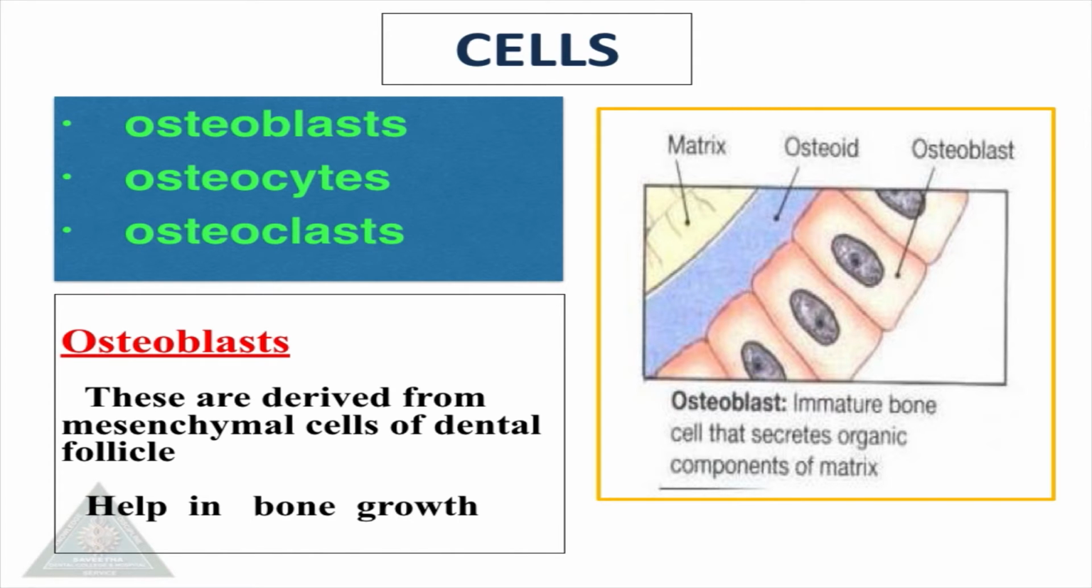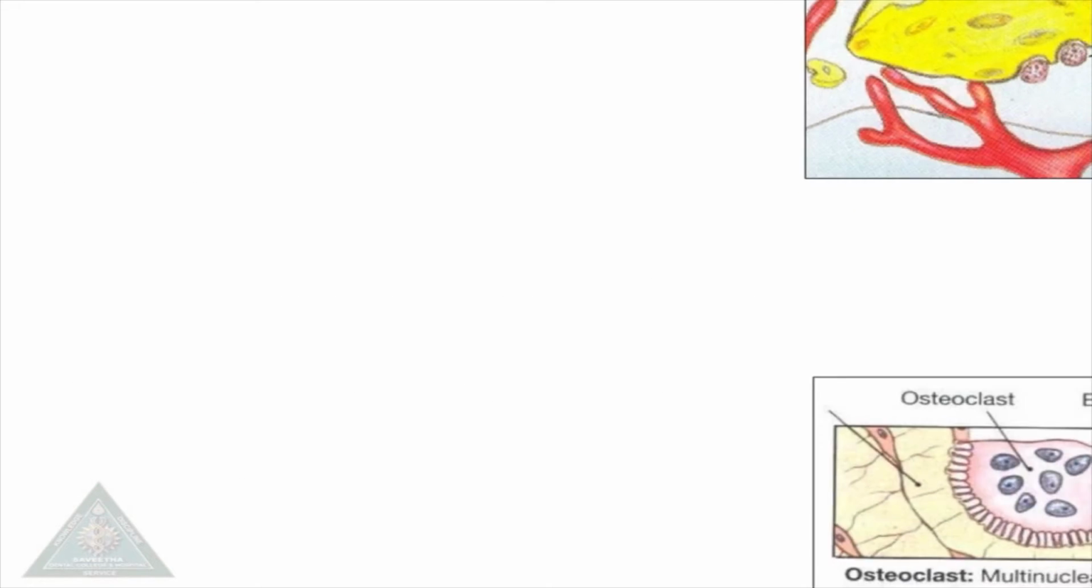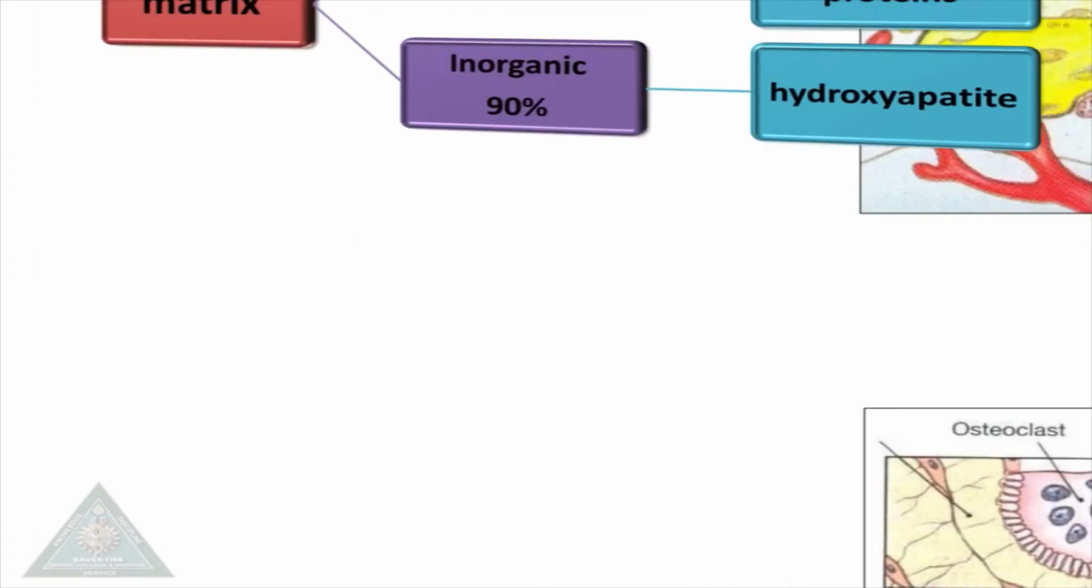Osteoblasts are derived from mesenchymal cells of dental follicle. Osteocytes are inactive cells. They are contained in spaces called lacunae. They are end-stage cells and are not capable of renewal. Osteoclasts are developed from monocytes in blood and they have a ruffled border producing acid phosphatase.